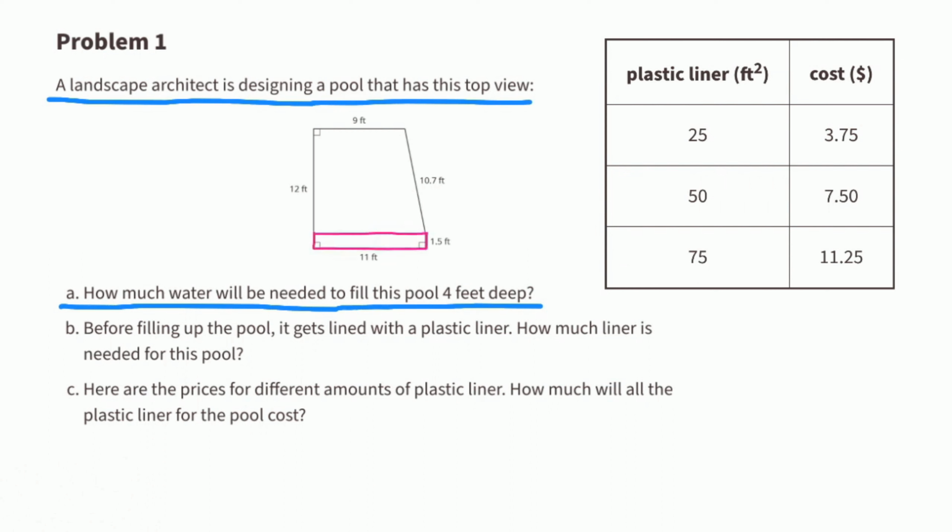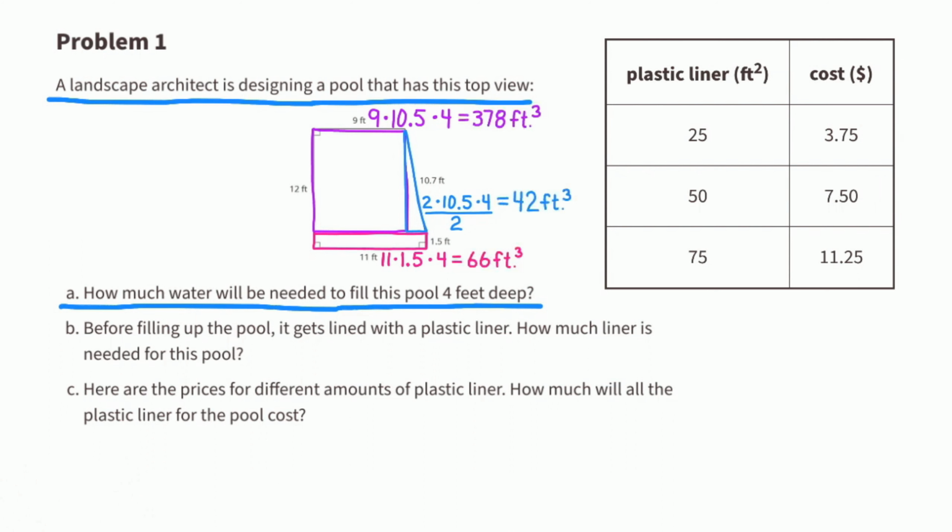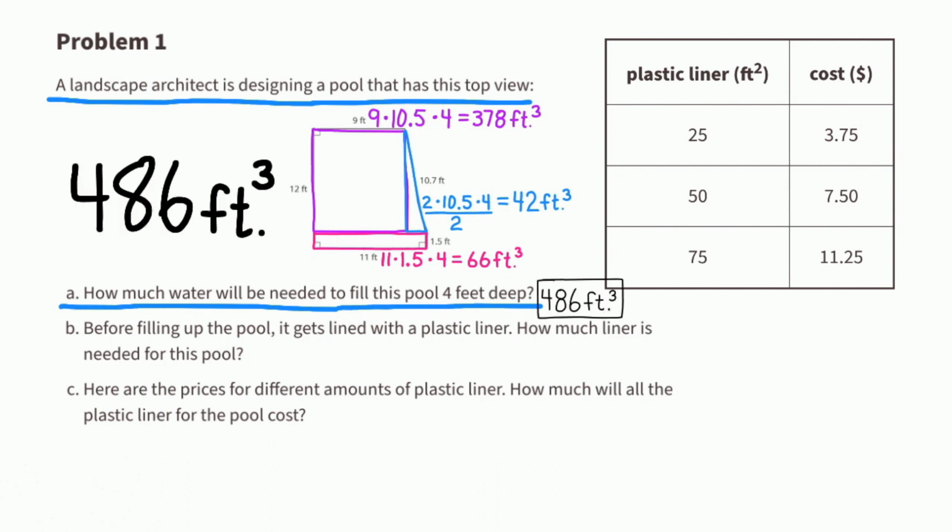Deconstruct this top view. This section has the dimensions 11 by 1.5 and it's 4 feet deep. This section has the dimensions 9 by 10.5 and it's also 4 feet deep. And this last section that's in the shape of a triangle is 2 by 10.5 by 4, and since it's a triangle we need to divide it by 2. This gives you the volume for each of the 3 sections of the pool. Add them together and you know how much water will be needed to fill the pool 4 feet deep. This pool holds 486 cubic feet of water.